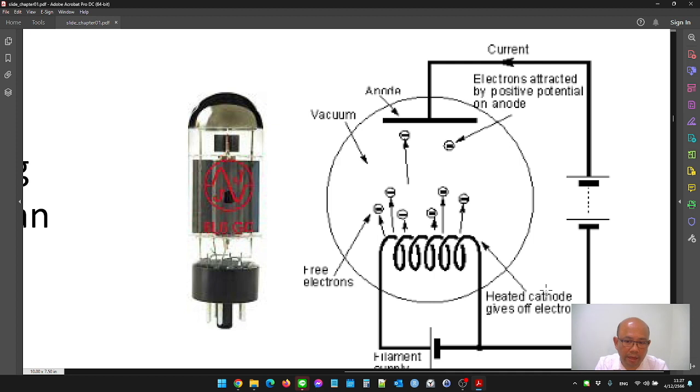inventing this device, we have a new device to change from the AC voltage, alternating voltage that has positive and negative sides in a sine wave, to change it to DC voltage.